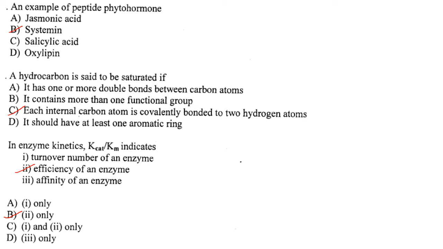An example of peptide hormone, that is histamine. Answer is option B. A hydrocarbon is said to be saturated if each internal carbon atom is covalently bonded to two hydrogen atoms. Answer is option C. Then in enzyme kinetics, Kcat by Km indicates efficiency of an enzyme. Answer is B, 2 only.